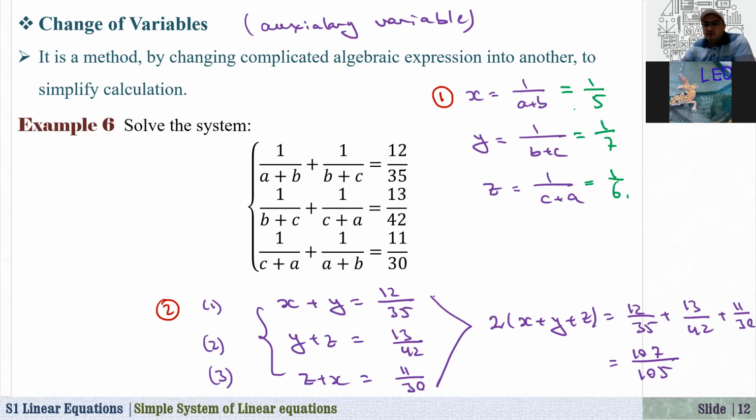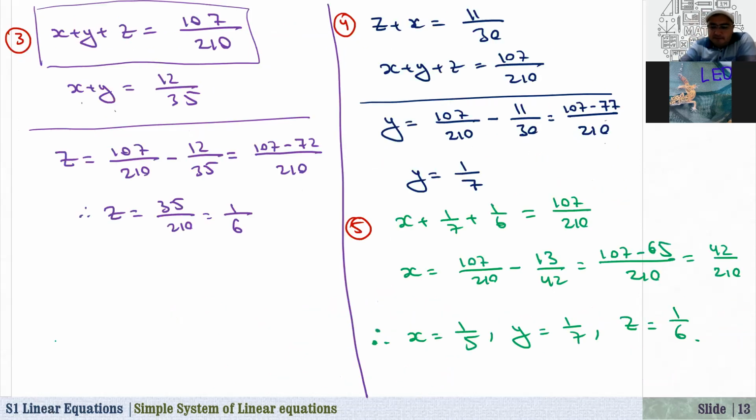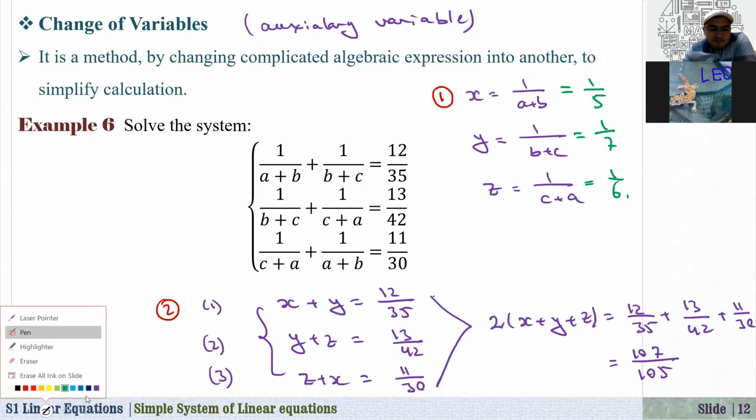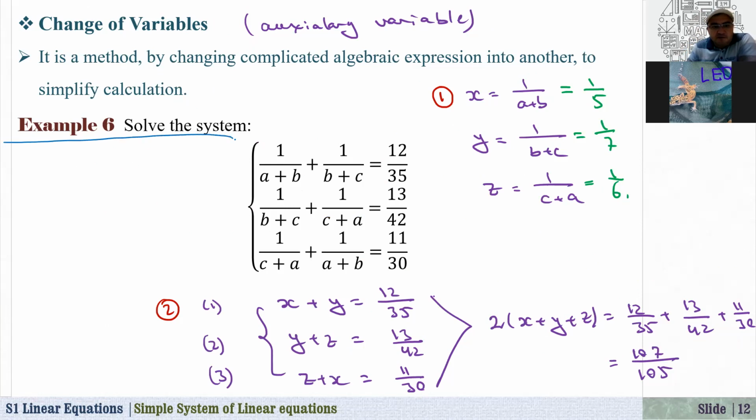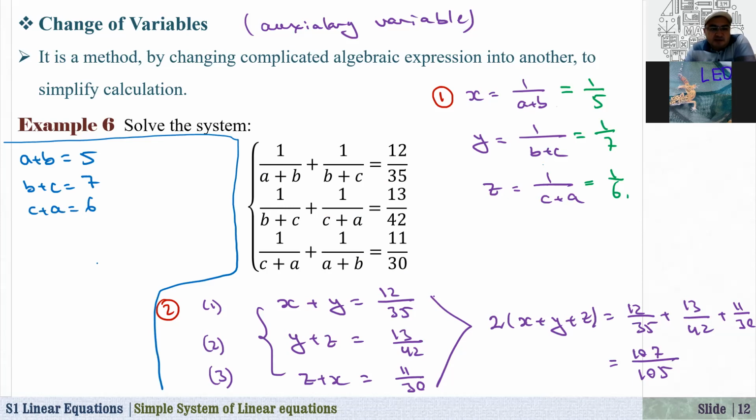So now from here, let's try to finish here. What is a plus b? a plus b is equal to 5, right? The second one, b plus c is equal to 7. And the third one, c plus a, is equal to 6.